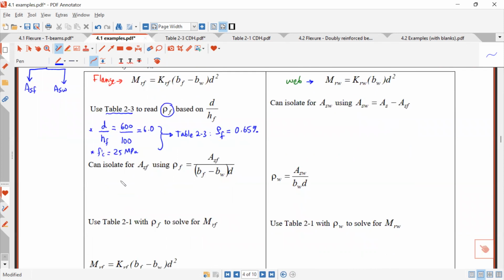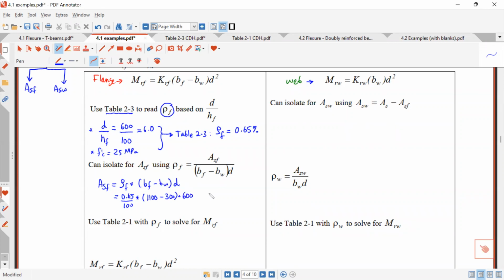Okay, once I know this, I can determine ASF. We know rho F is just equal to this here, so then we can isolate for ASF. So ASF is equal to rho F times (BF minus BW) times D. I'm just rearranging this equation here. So we have 0.65% times (BF, it's 1,100, minus BW, which is 300 in this example) times D, which is 600.